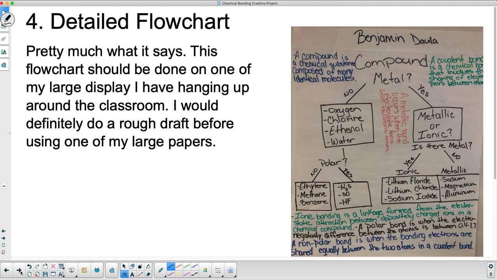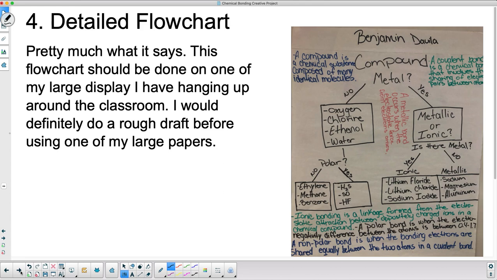Like, notice that he's got all the information. Ionic bonding is a linkage formed, negative difference between electronegativity. He goes through and explains all the stuff. This may be better than average, because he does have a lot of information on here, and he has it organized fairly well.